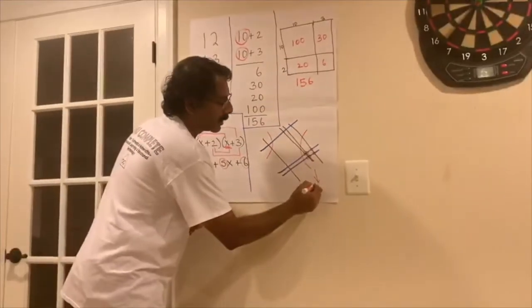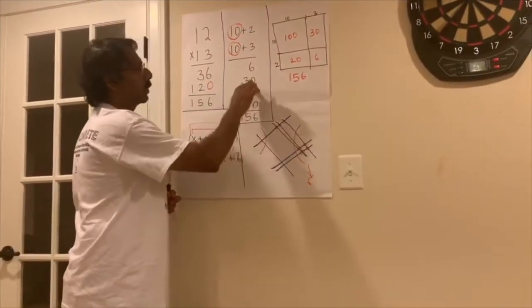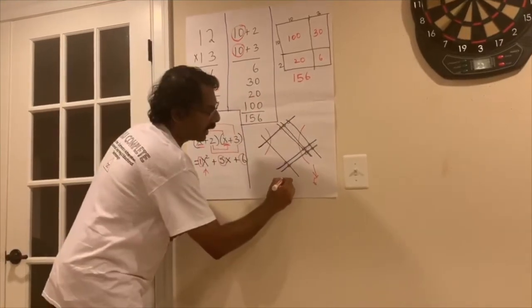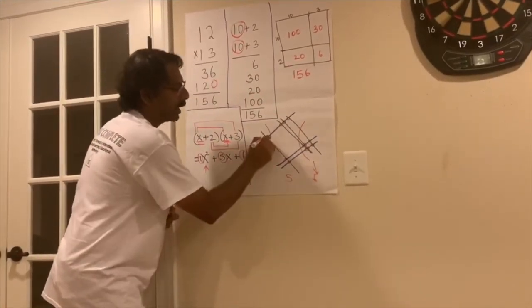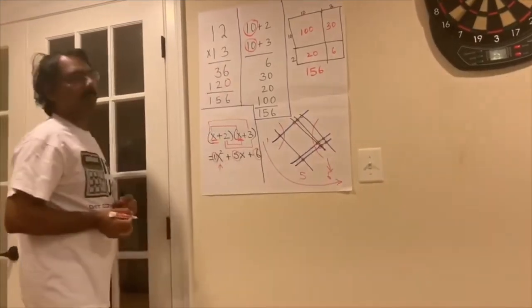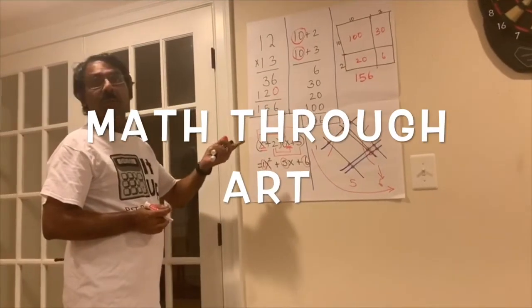So let me write this down. And in the center, 1, 2, 3, that actually corresponds to the 30. And 1 and 2, that corresponds to the 20. And that gives me the 5. And in the corner, I get 1. And guess what I get when I actually put it together? It's 156 again. Math through art.